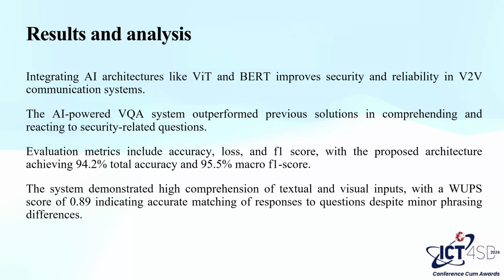Integrating AI architectures like ViT and BERT significantly enhances the security and reliability of V2V communication systems. The AI-powered VQA system outperformed previous solutions in understanding and responding to security-related queries. Evaluation metrics, including accuracy, loss, and F1 score, were employed with the proposed architecture, achieving an overall accuracy of 94.2% and a macro F1 score of 95.5%. The system demonstrated strong comprehension of both textual and visual inputs with a Wu-Palmer score of 0.89, indicating a high level of accuracy in matching responses to questions, even when phrasing varied slightly. This approach offers a promising direction for improving the safety and effectiveness of vehicle-to-vehicle communication systems.